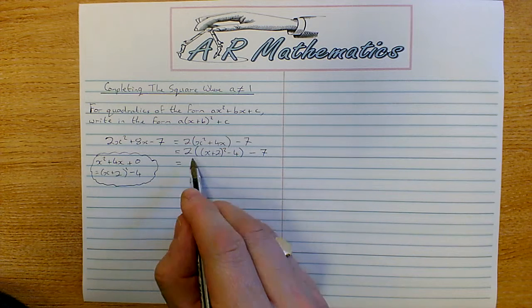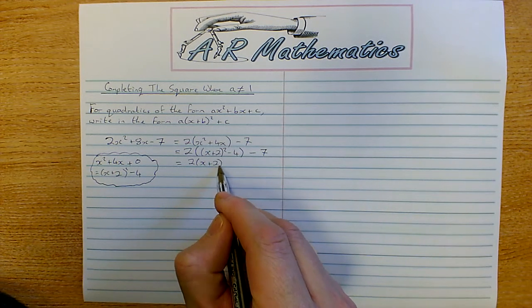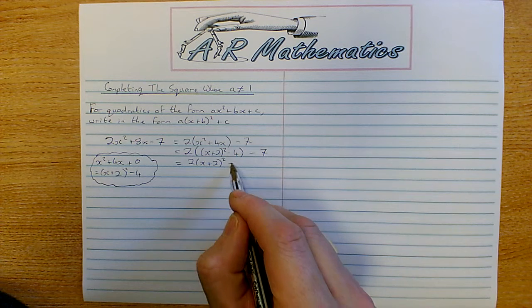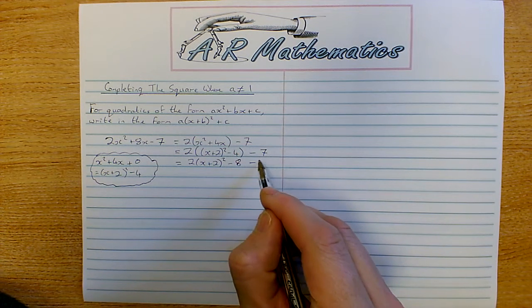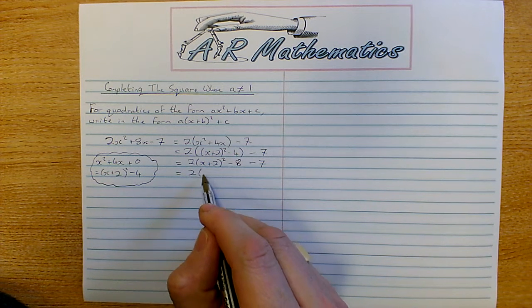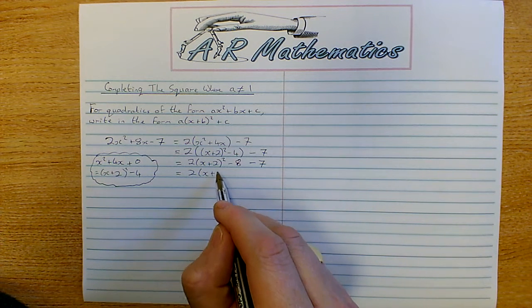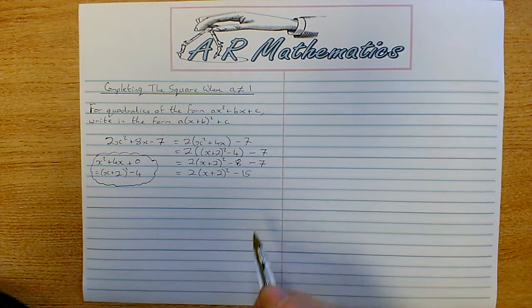Now our next job is to expand these brackets, so I have 2 lots of x plus 2 all squared, 2 lots of minus 4 is minus 8, and then the minus 7 is on its own outside the brackets anyway. And then we're going to bring together our number terms at the end, so 2 lots of x plus 2 all squared, minus 8 minus 7 is minus 15.